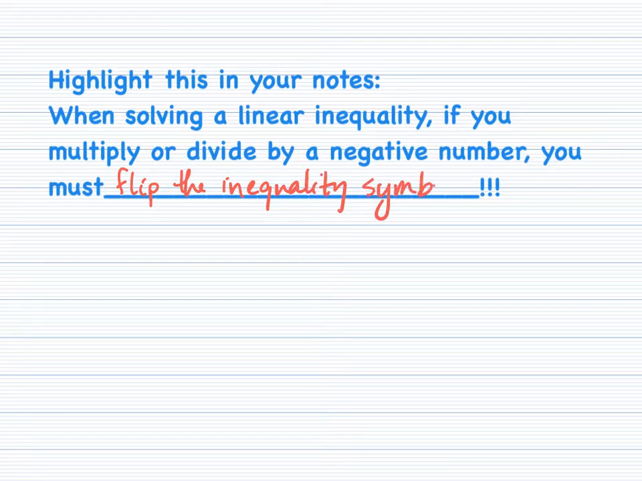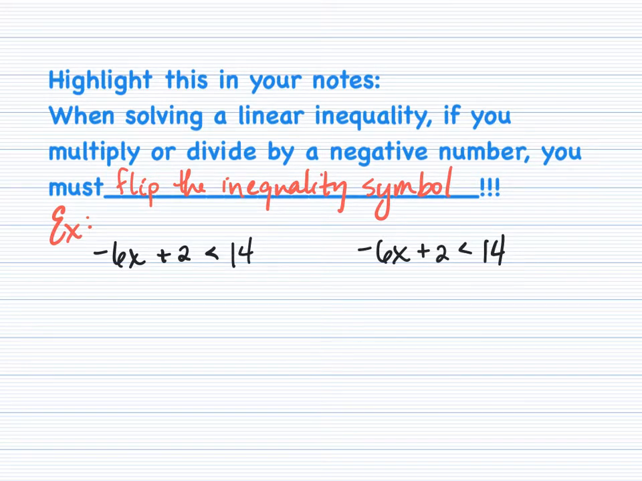And there are two ways to look at this, and I'll show you both. Okay, so I have this example, negative 6x plus 2 is less than 14. If I use my normal solving methods with this, subtract 2 from both sides, I have negative 6x is less than 12, divide by negative 6, divide by negative 6, I have x is less than negative 2. But if I check something in that solution region, so something less than negative 2 would be negative 5.